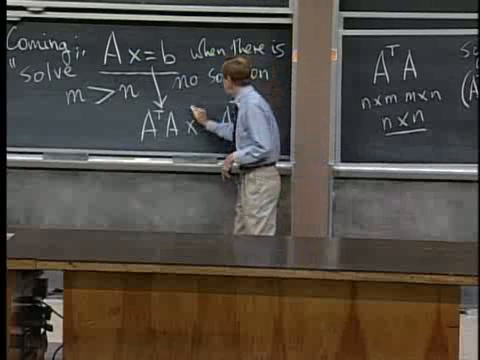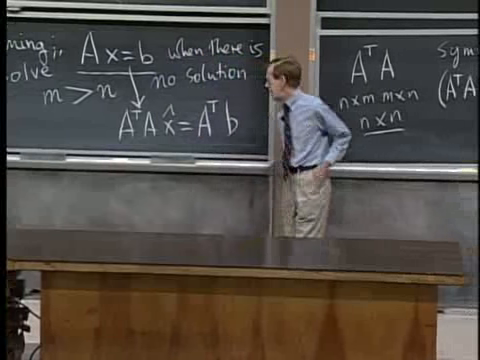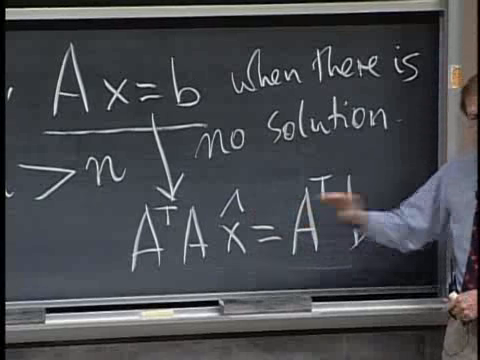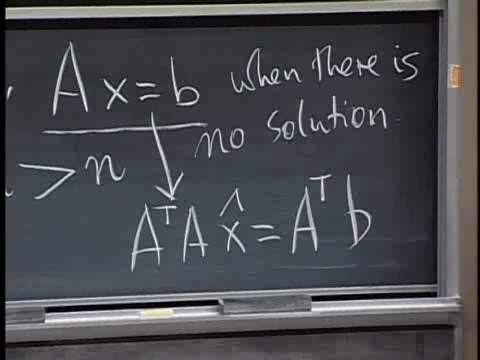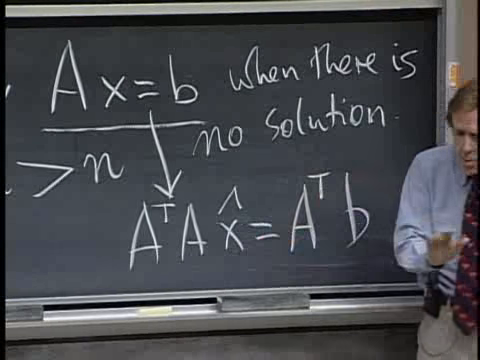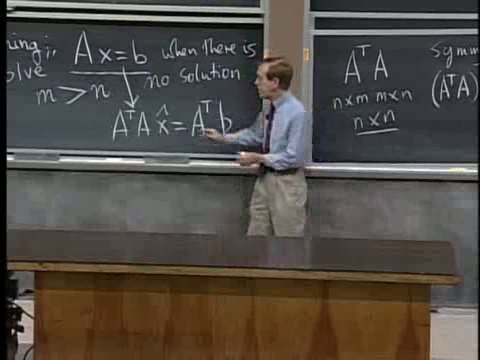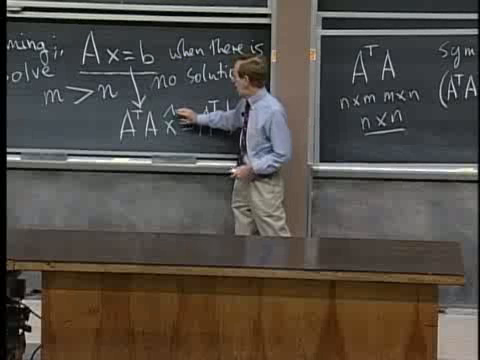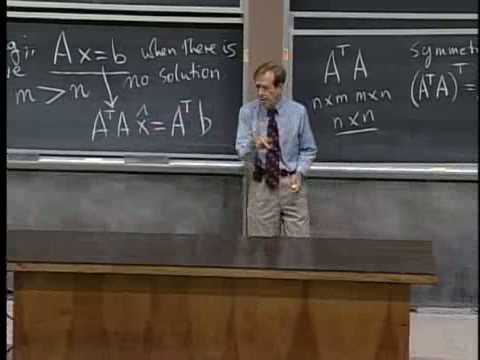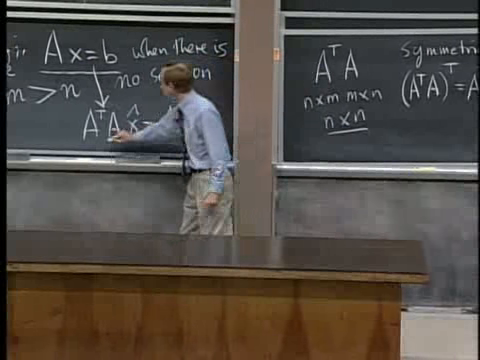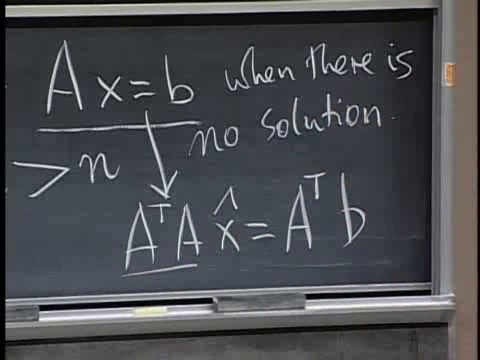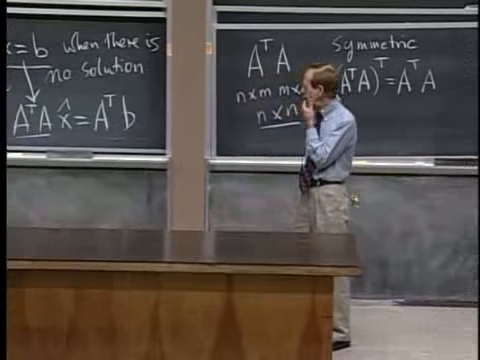Now, let me give this a different name, x hat, because I'm hoping this one will have a solution. And I'm saying that it's my best solution. I'll have to say what best means, but that's going to be my plan. I'm going to say that the best solution solves this equation. So you see right away why I'm so interested in this matrix, A transpose A, and in its invertibility. Now, when is it invertible?